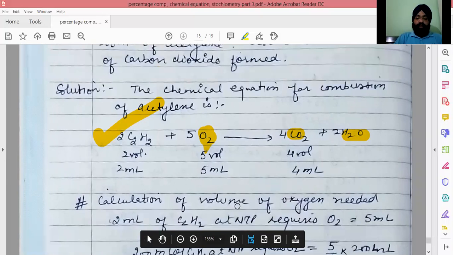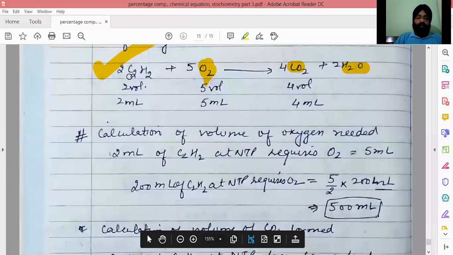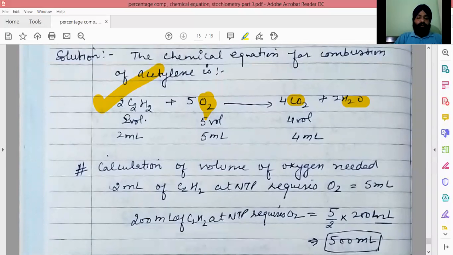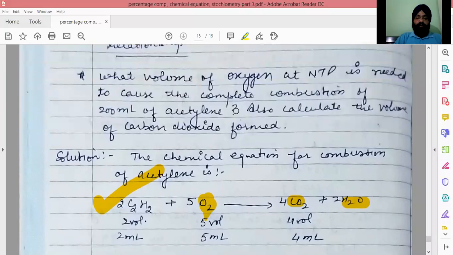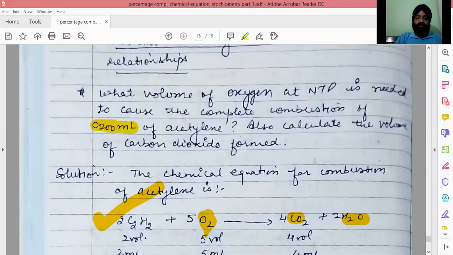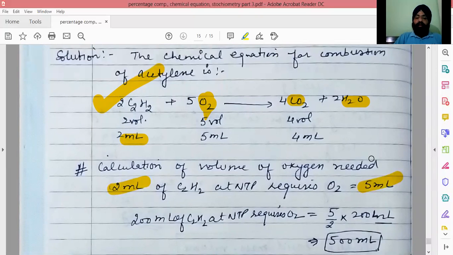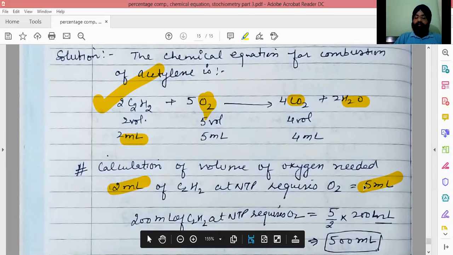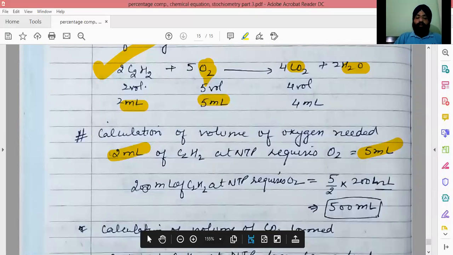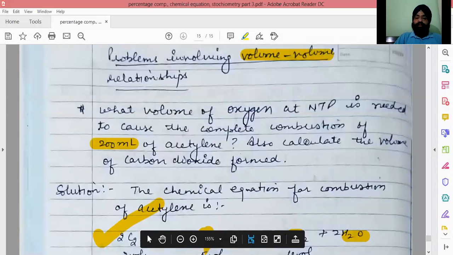So the calculation involves volumes from here: 2 volume, 5 volume, 4 volume, and 2 volume. So 2 volume means 2 ml. Why ml? Because the quantity given in the question is in terms of ml, so we'll take volume as ml. So 2 ml of acetylene reacts with 5 ml of oxygen, right? Now 200 ml will react with 500 ml of oxygen. So this is the first part.